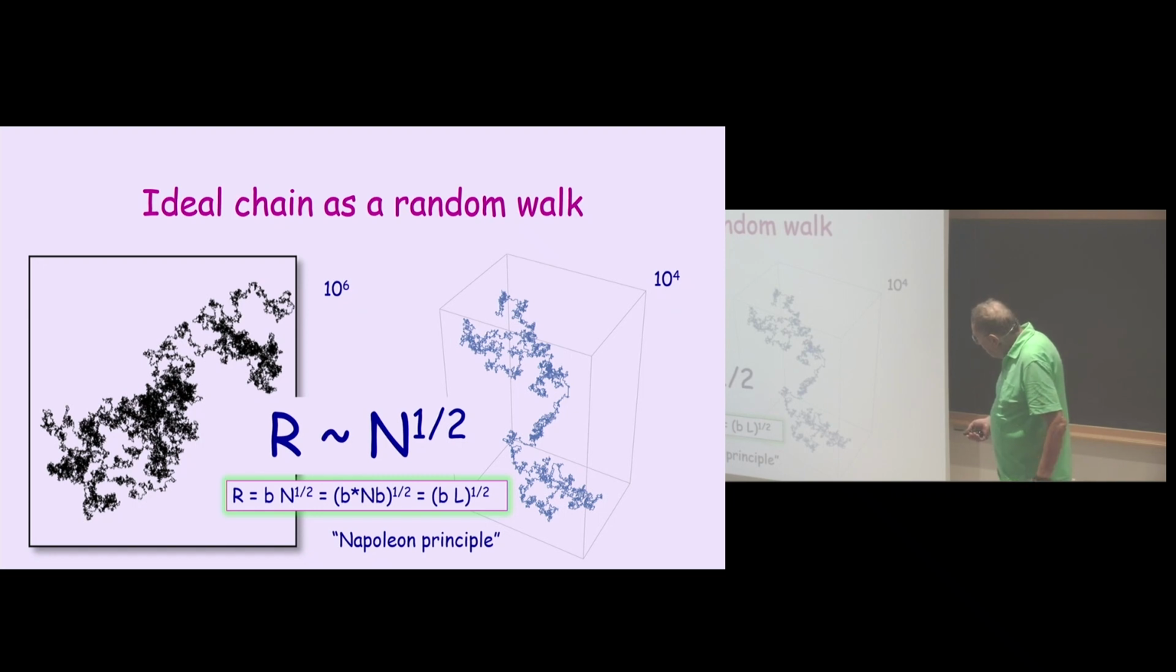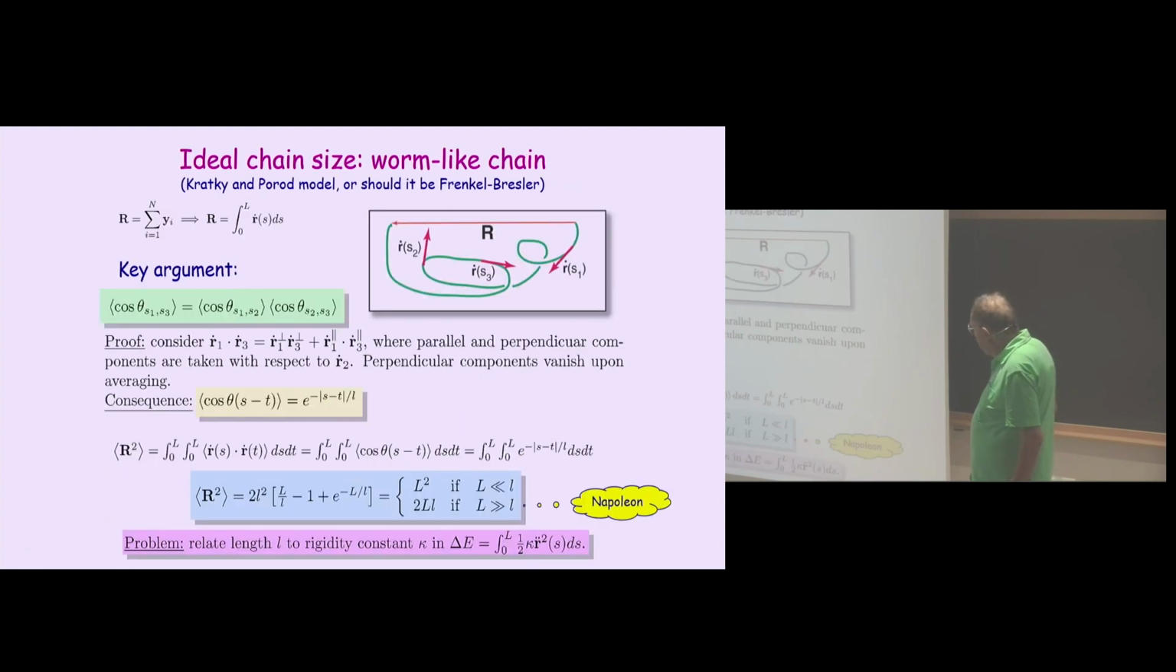So this is the Napoleon principle. In more detail, you can write it like this: bond length, which is L on the previous slide and B on this slide, times N to the 1/2. You can rewrite it as B times the contour length to the power 1/2. And those are mathematical and computer simulations of this thing. This is actually similar to a random walk. If you remember your physics textbook about random walks, this is basically the same thing.